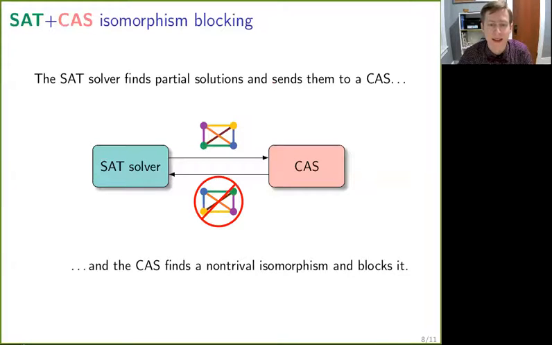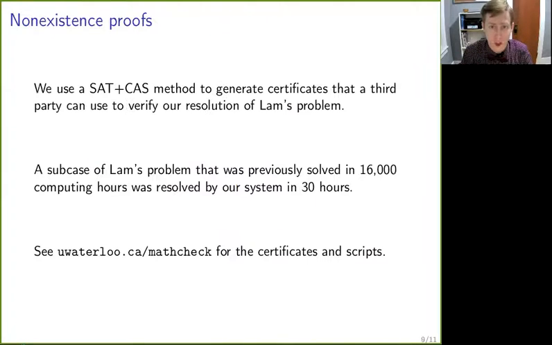You give it to the CAS and it analyzes this partial solution. It says, well, take a look. If I rotate it 180 degrees, I get something which is equivalent. It looks the same. Therefore, I can block it because anything which is derivable from the first solution is also going to be derivable from the second solution. So I can just block the second. And the reason this is so powerful is because every time you spot a new symmetry, you can block more of the search space. In the end, we were able to generate the first collection of non-existence certificates for Lamb's problem. And in fact, we were the fastest known way of solving the problem.